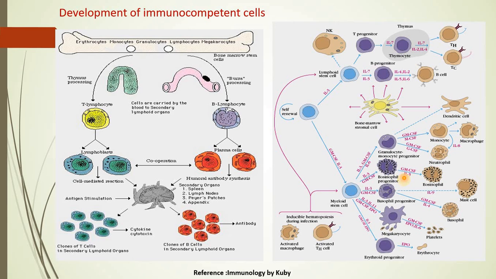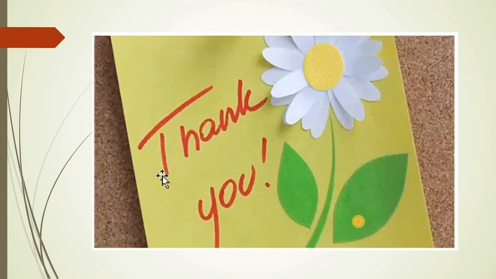Similarly, the eosinophil progenitor cell has the ability to get converted into eosinophils. Whereas the basophil progenitor cell will give rise to basophils, the megakaryocyte progenitor cell will give rise to platelets, and erythroid progenitor cells will give rise to erythrocytes, right? With this, we have completed the different types of immunocompetent cells present in our body. Thank you.